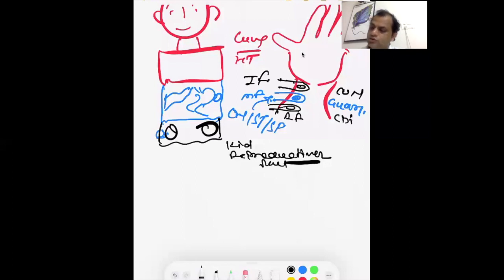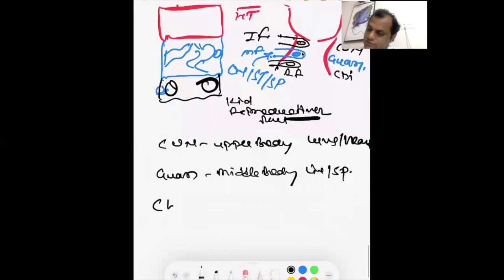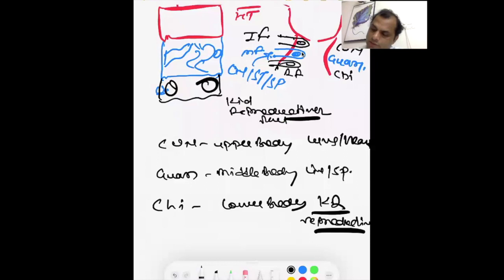So chun, guan, chi. Chun means upper body, means lung and heart. Guan means middle body, means liver and spleen. And chi means lower body, means kidney and reproductive part and all. So in the acupuncture we tell it chun, guan, chi.